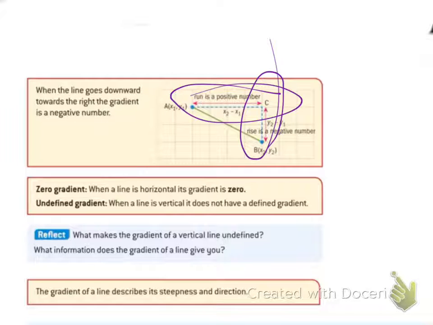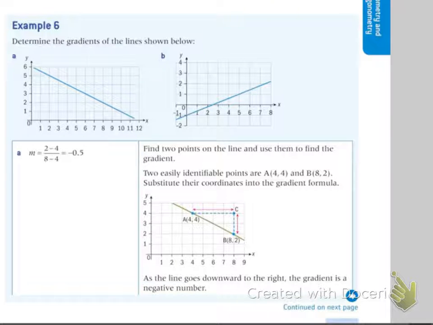Remember, the gradient of a line describes its steepness and its direction. So, a gradient of 3 means that it has a steepness of 3 over 1 in a positive direction, versus a negative 3 would be falling. It's a negative direction.